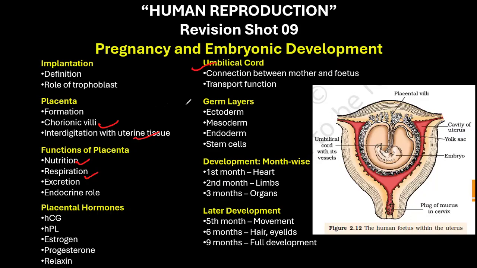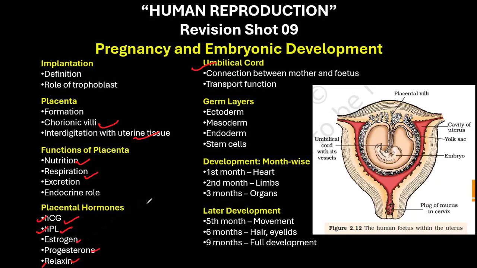Now, what is the hormonal role of the placenta? It secretes HCG, that is human chorionic gonadotropin, and HPL, then estrogen, progesterone and relaxin. These three hormones, that is HCG, HPL, that is human placental lactogen, and relaxin, are only secreted during pregnancy. In the later stage of pregnancy, the hormone relaxin is secreted by the ovary.